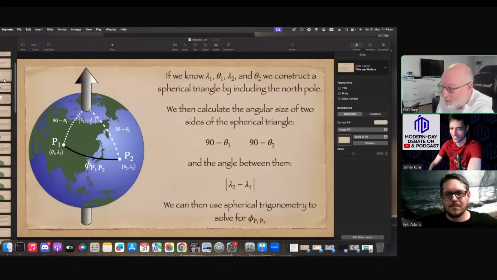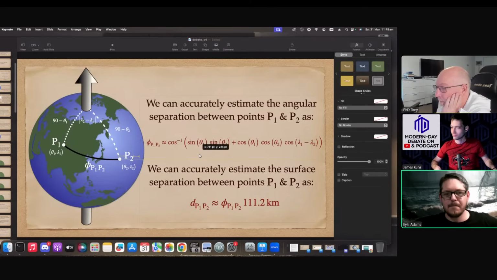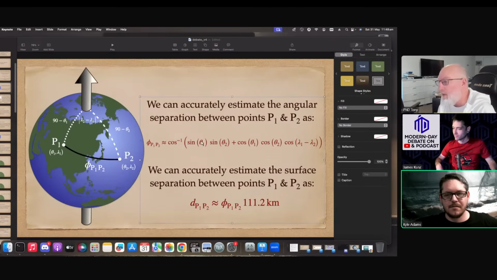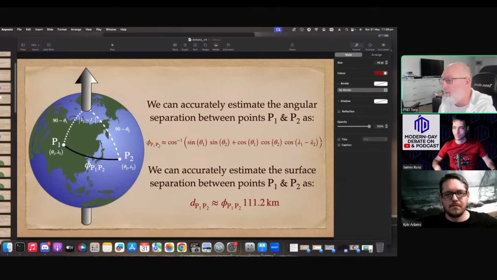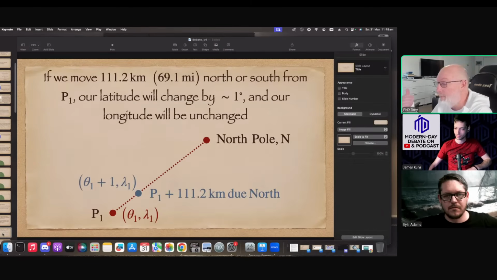All right. So formula number 1. Here is the spherical Earth formula. That's our side. This thing here in red is the angular distance, and to get the actual distance, you just multiply that by 111.2 kilometers. Now, how do we get a flat Earth formula? Do you accept this axiom? If I move 69.1 miles north from where I am, I have changed my latitude by approximately 1 degree.